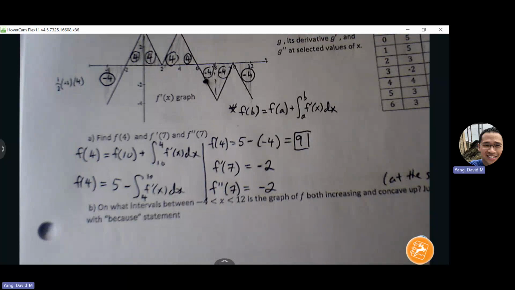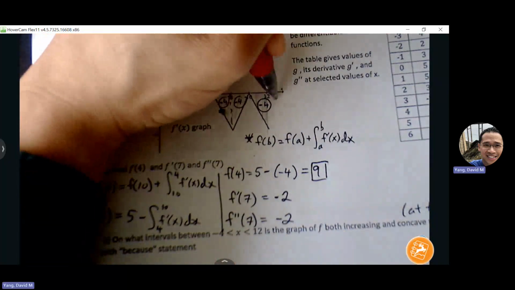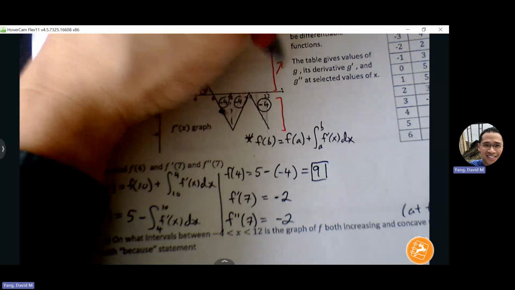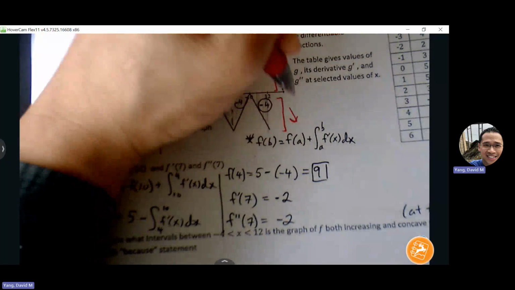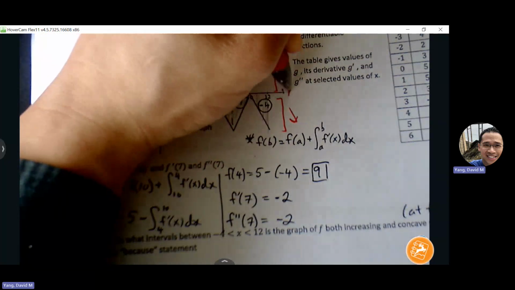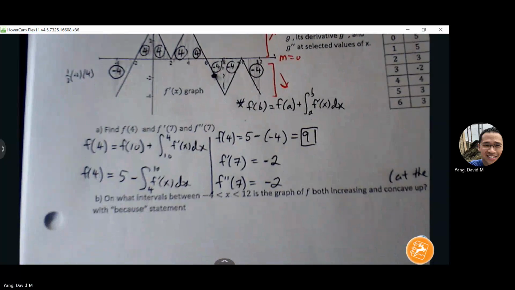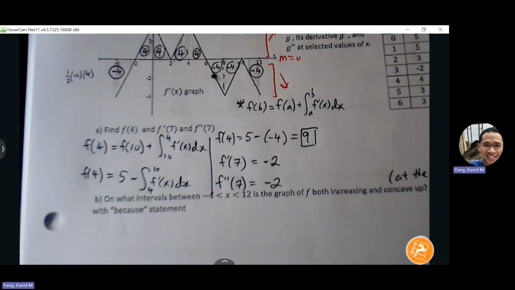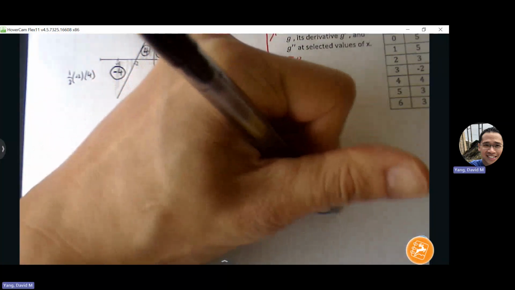So as a reminder, we can label our graph accordingly. Anything above the x-axis is positive slope of the f graph. Anything below the x-axis is negative slope of the f graph. Anything on the x-axis is slope 0 of the f graph. So let's create two sign lines. Let's create a sign line for slope, and we'll create a sign line for concavity.